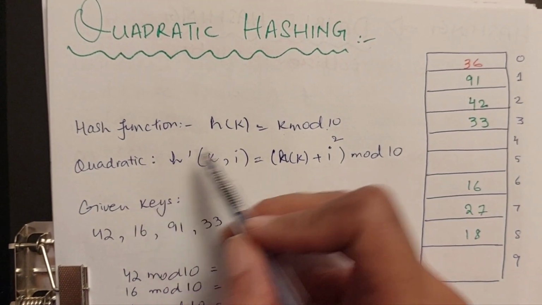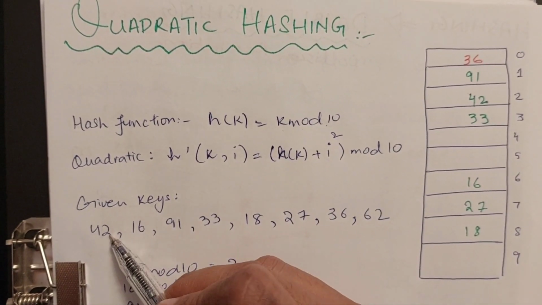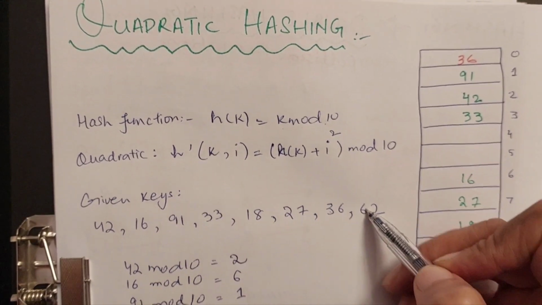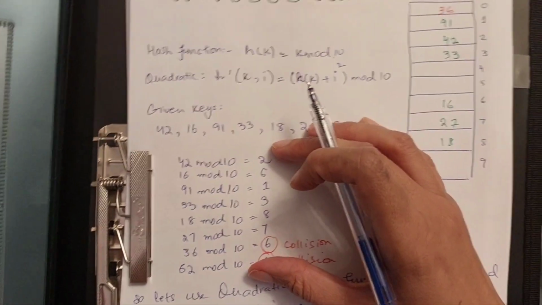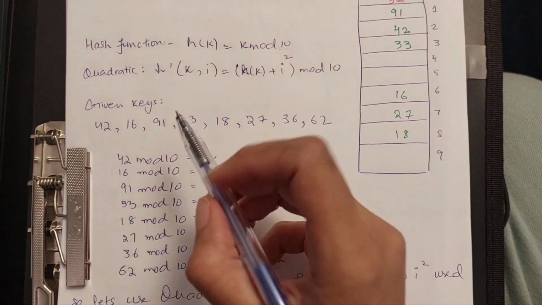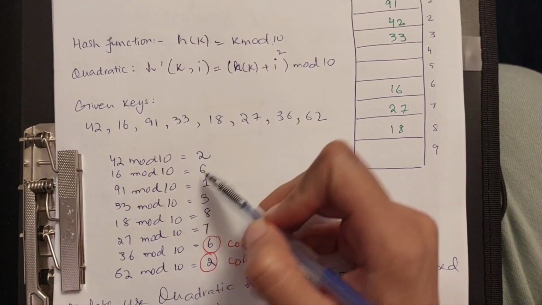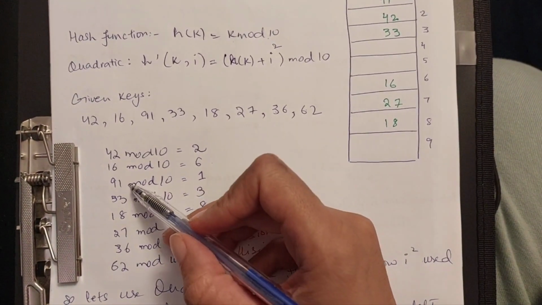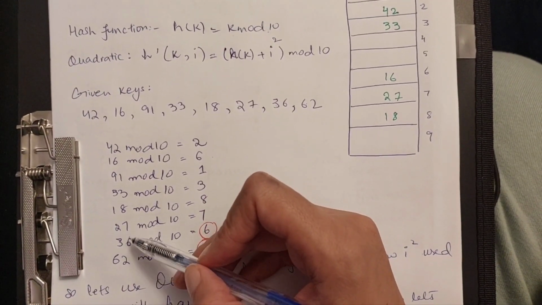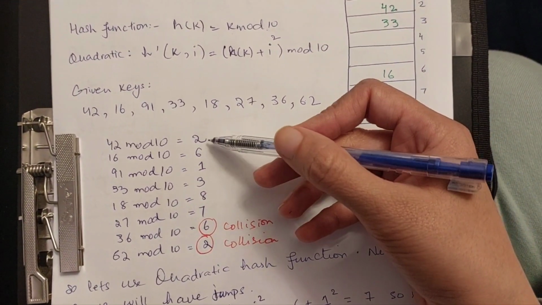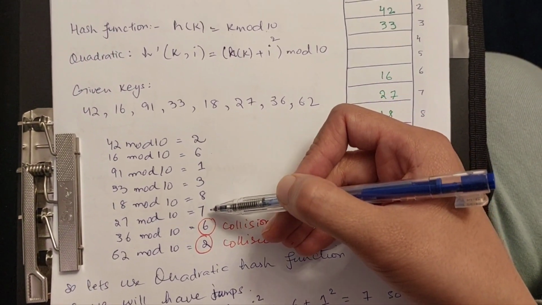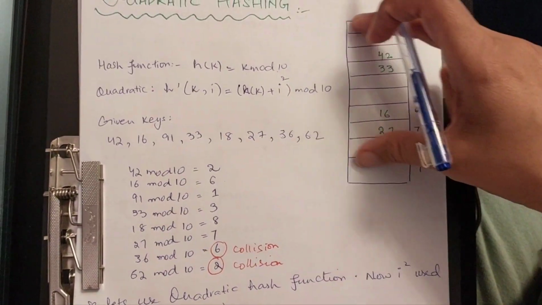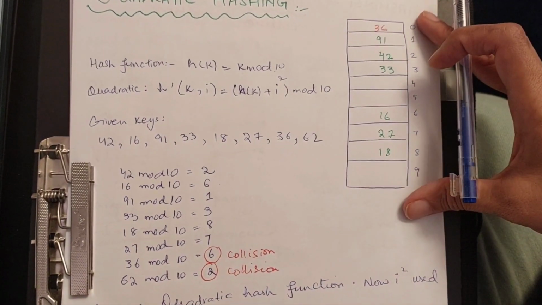So by using k mod 10, we are given the keys 42, 16, 91, 33, 18, 27, 36 and 62. So let me apply them one by one. 42 mod 10 is equal to 2, 16 mod 10 is equal to 6. Similarly, I am finding the mod for 91, 33, 18, 27, 36 and 62. What I found is that for the first few keys I am getting unique numbers, so with the help of these numbers, I am inserting them into this hash table.